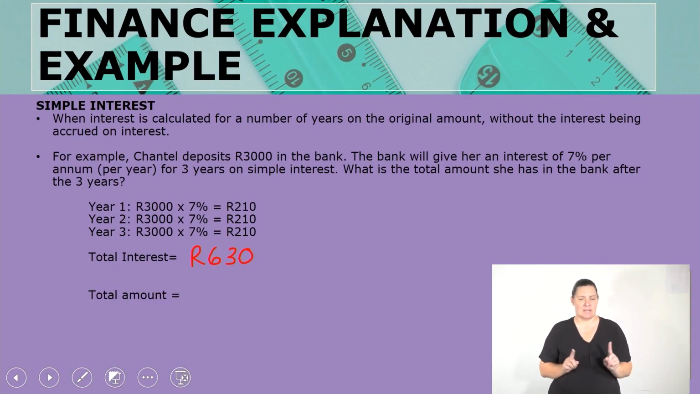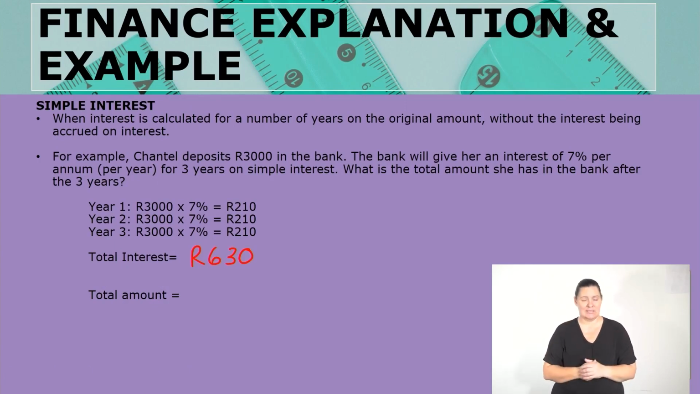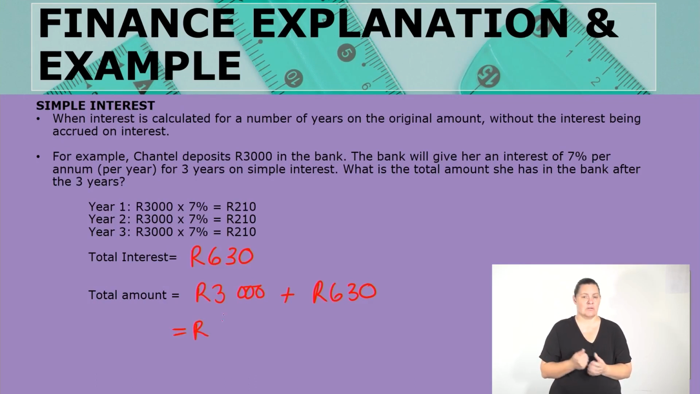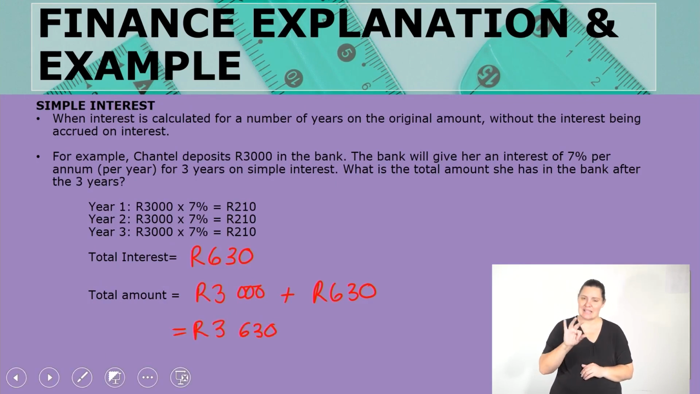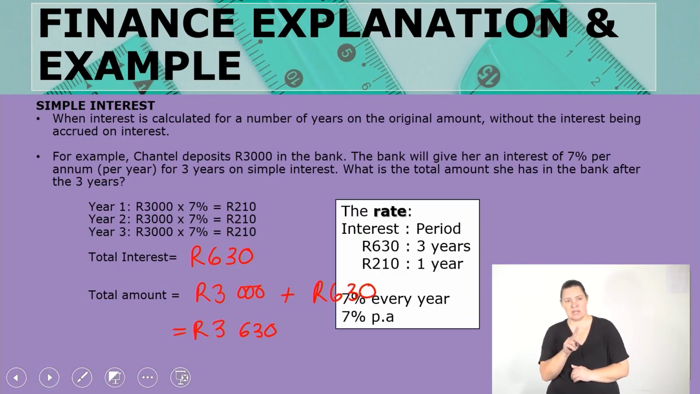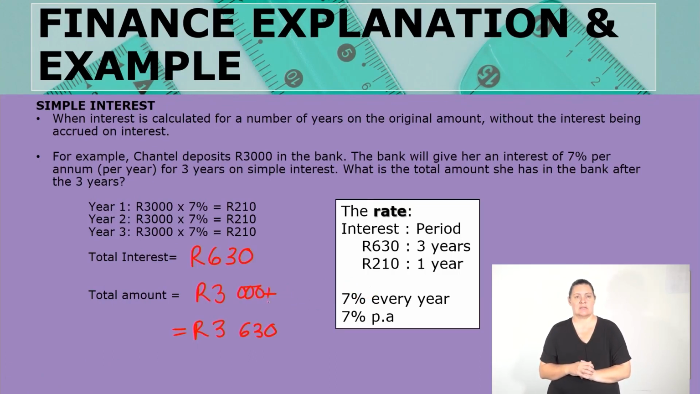But if we are talking about the total amount that Chantal will have in her bank account, that is the original 3,000 rands that she had in the bank, and we are going to add the total amount of money that she has gained in interest, and that will give us a total answer of 3,630.